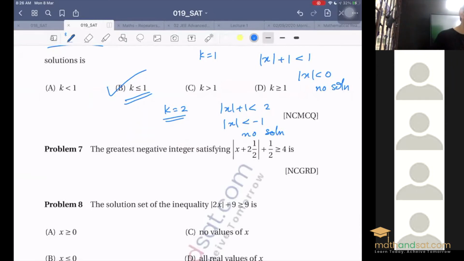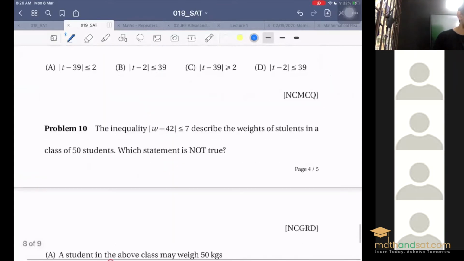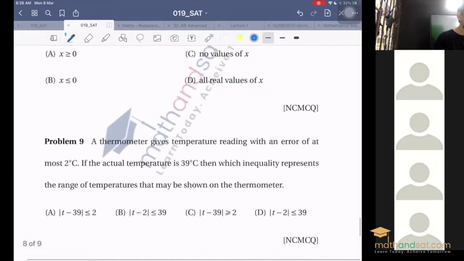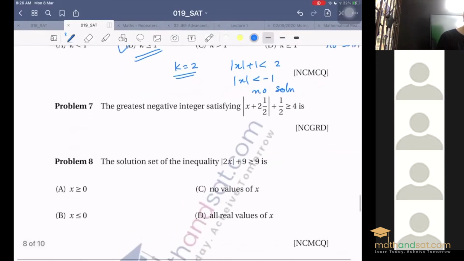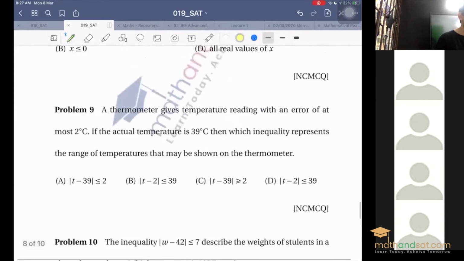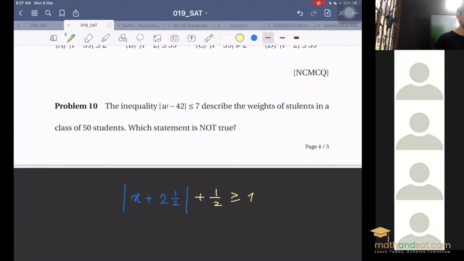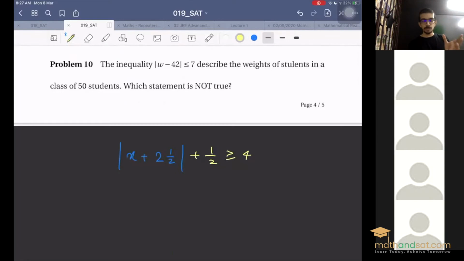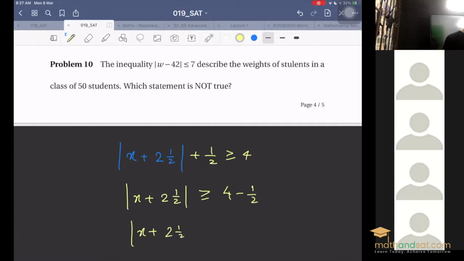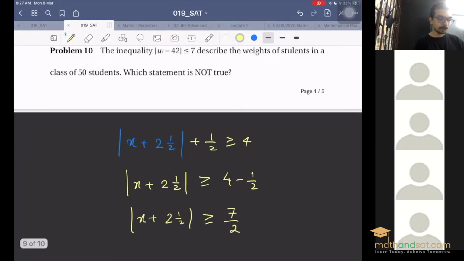Again, similar strategy here. Let's see this. Question number 7. We have modulus of x plus 2.5, plus half, is greater than or equal to 4. As usual, you isolate the absolute value expression. So we have modulus of x plus 2.5 greater than or equal to 4 minus half. 4 minus half is 3.5, which is 7 over 2.